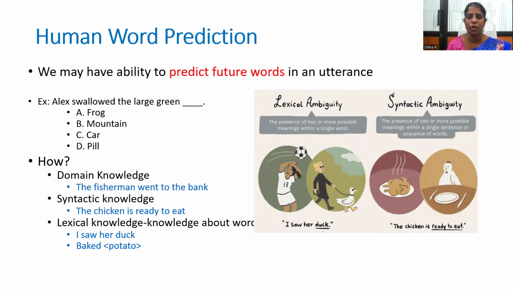So based on the probability from the corpus, the words are suggested. That is called predicting future words by using a probabilistic technique. The N-gram technique is also one kind of probabilistic technique.